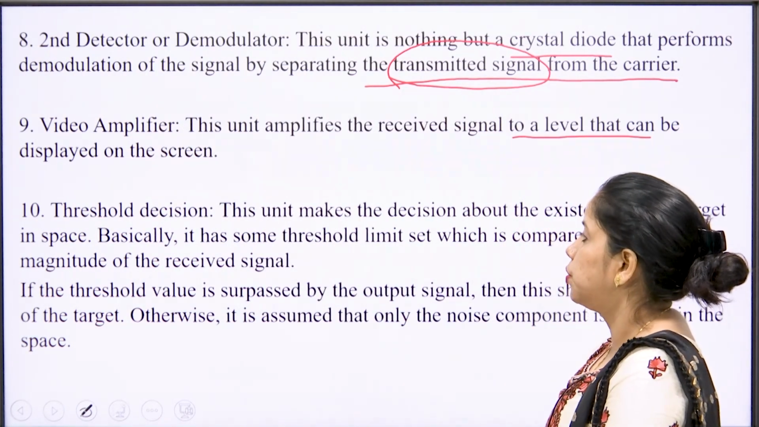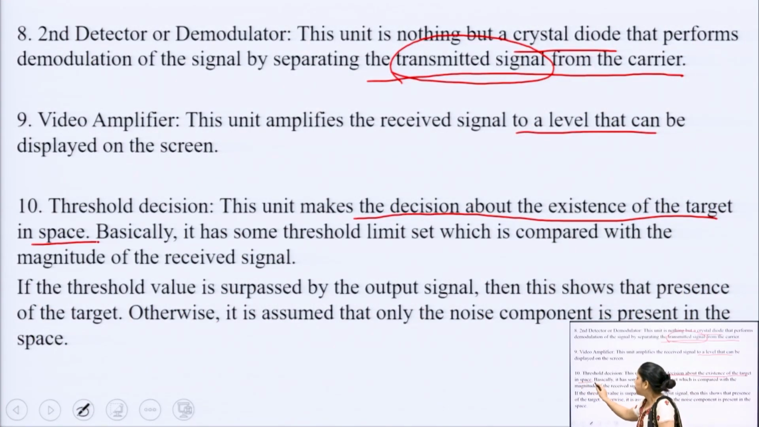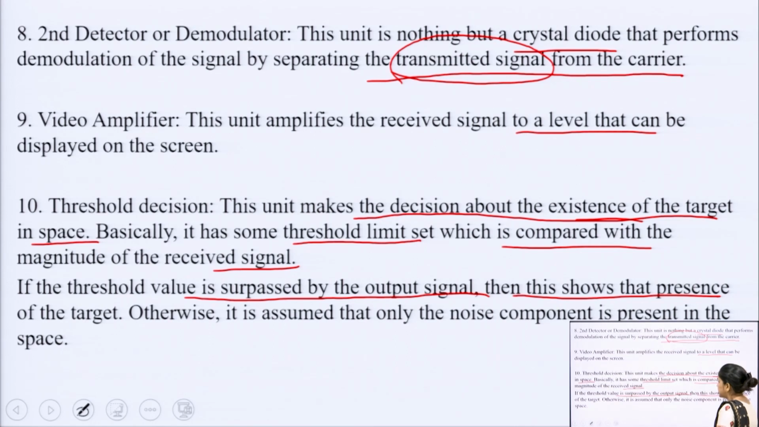Now comes the threshold decision. This unit makes the decision about the existence of the target in space. It has a threshold limit set which is compared with the magnitude of the received signal, and if the magnitude of the received signal is above that, then only we can say that there must be a target. If our received signal is below that, in that case we can say that there should not be any target. If the threshold value is surpassed by the output, then it shows the presence of the target, and otherwise it assumes that only the noise component is present in the space.